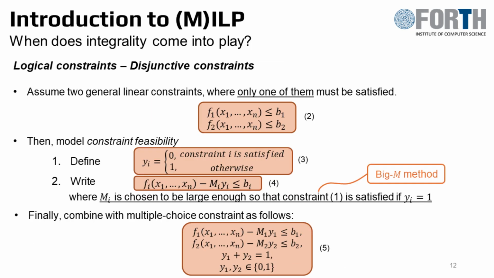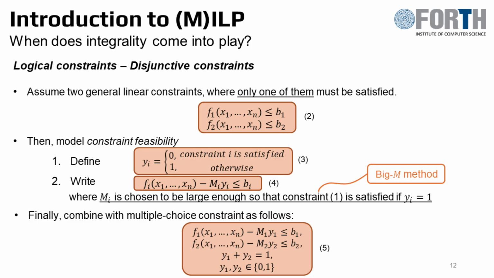Disjunctive constraints arise when the feasible solution must satisfy one among several alternative sets of constraints. In logical terms, this corresponds to an OR condition between constraint systems. Here, without loss of generality, we assume two general linear constraints, as shown in equation 2. In order to model constraint feasibility, we first define a binary variable y_i that selects which constraint is active. Then we apply the big M formulation and modify constraint i so that it is enforced when y_i equals 0 and relaxed when y_i equals 1, as shown in equation 4.